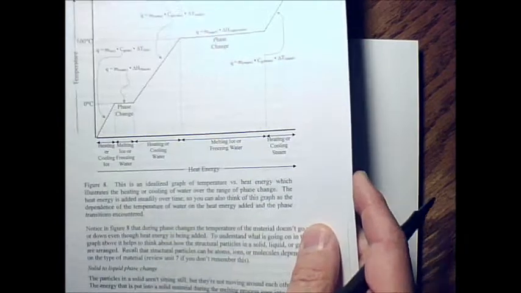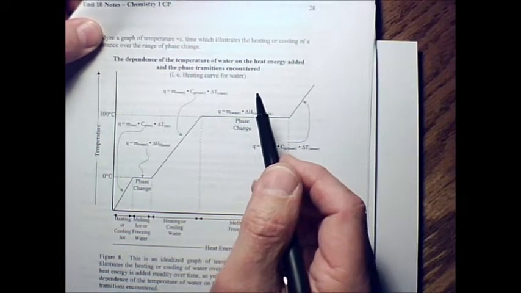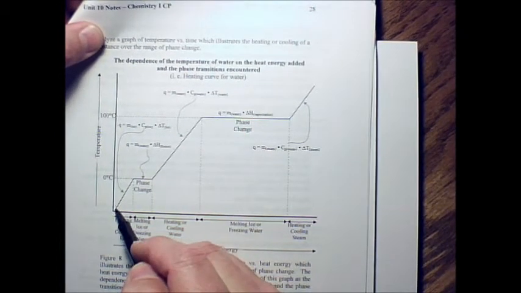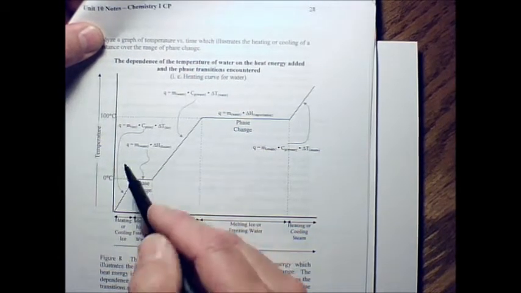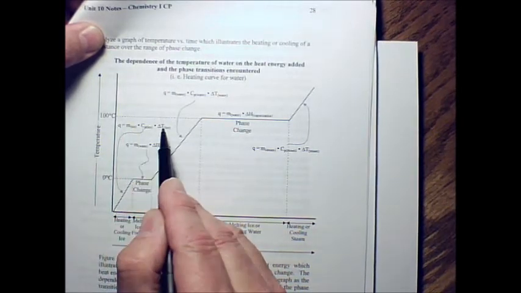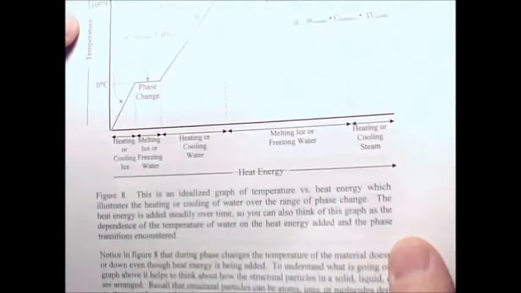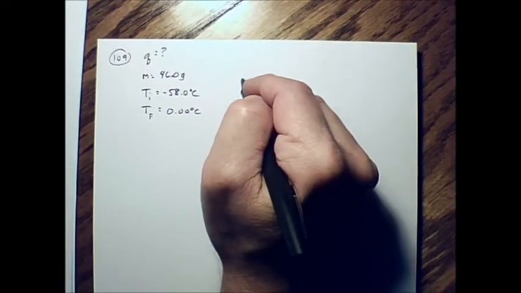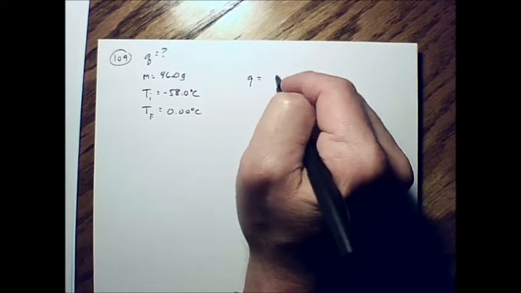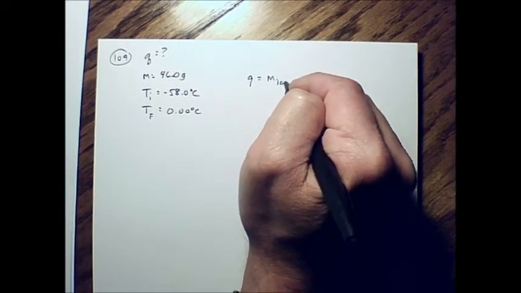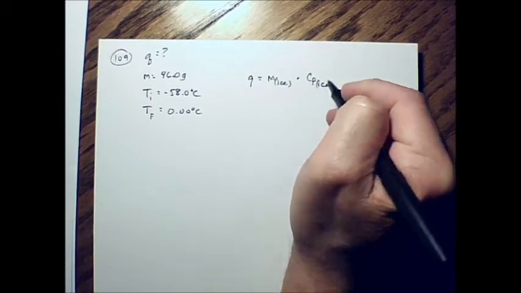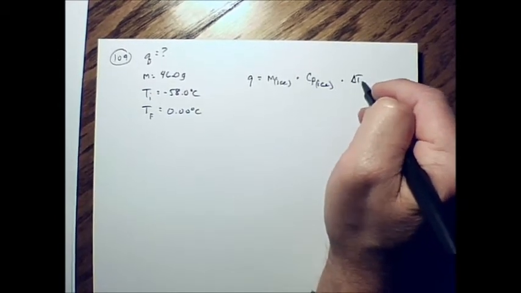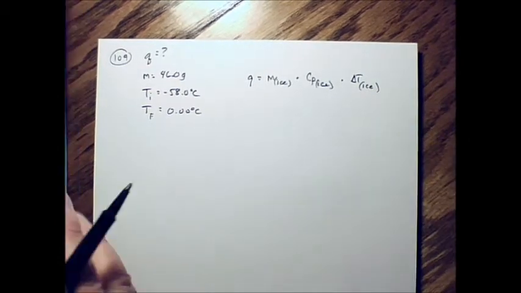Alright, so the equation you need is found on page 28 of the Unit 10 notes. This slope right here is where we're heating up or cooling ice, so this is the equation that fits it. It's kind of small on there, but I'll write it out for you. It's Q, the heat energy, equals the mass of the ice times the specific heat of the ice times the change in temperature of the ice. That's the equation.